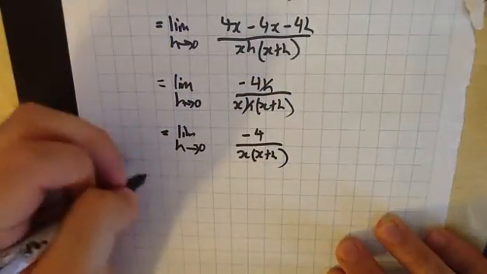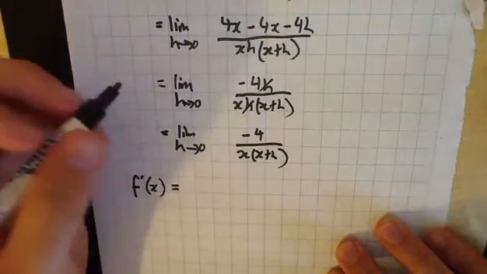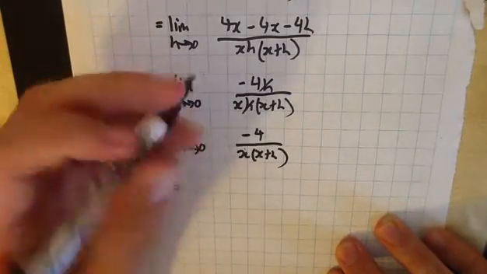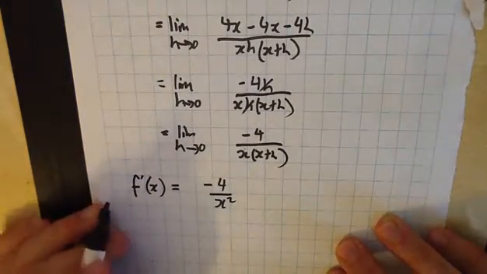Now, that means the derivative, the slope function, as h approaches 0, I make h 0, you can see it's going to be negative 4 over x times x, which is negative 4 over x squared. Now, that's the slope function.